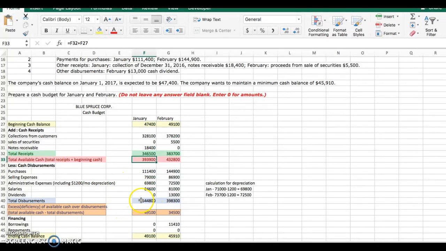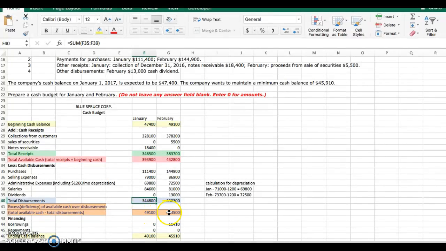So for our total disbursements, we add up all of those, and we get $344,800. Now we need to find out our excess of available cash. It is our total available cash, which is $393,900, minus our total disbursements, $344,800, which gives us a total of $49,100.